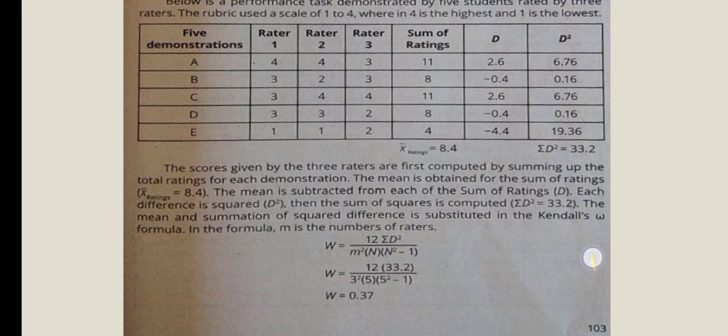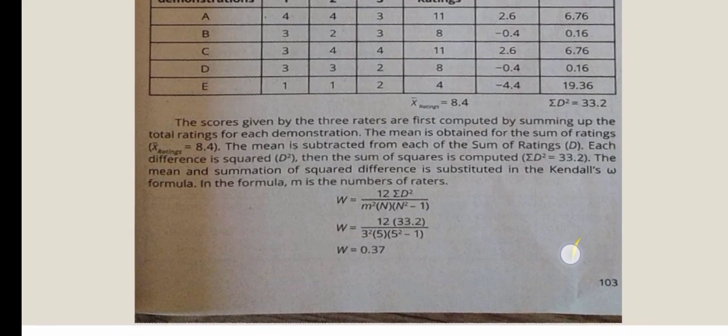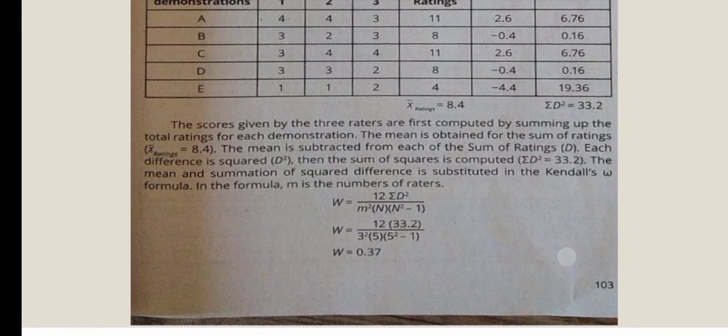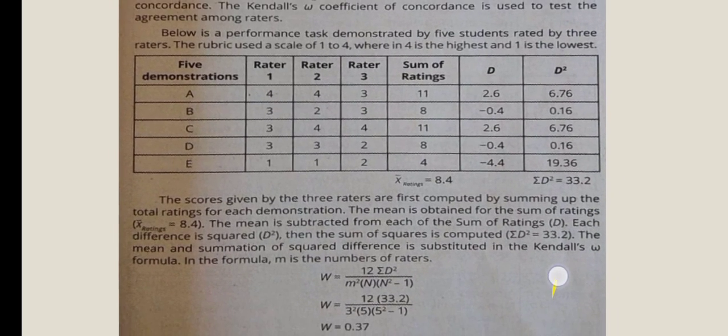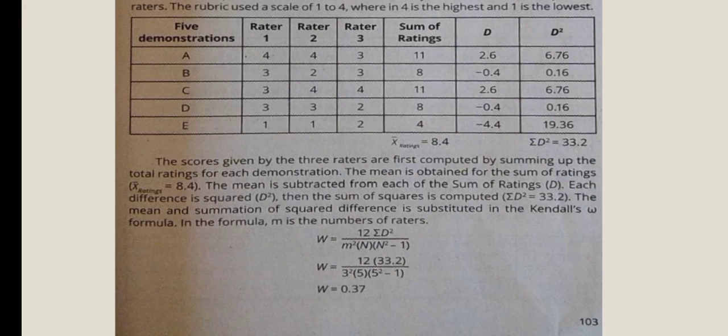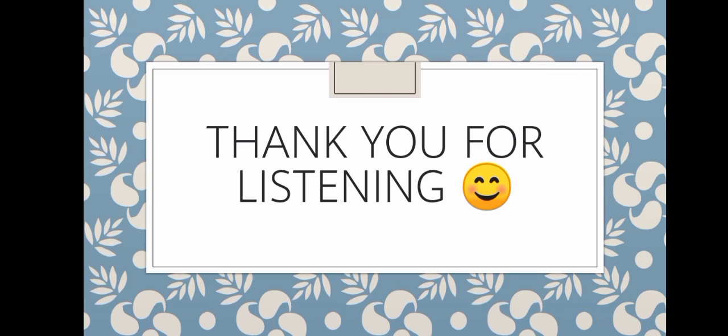In the formula, m is the number of raters. So this is the Kendall's W formula. The result is 0.37. So, do you get it? This is the formula of Kendall's W. Then, just substitute what is in the table to get 0.37. That's all. Thank you.